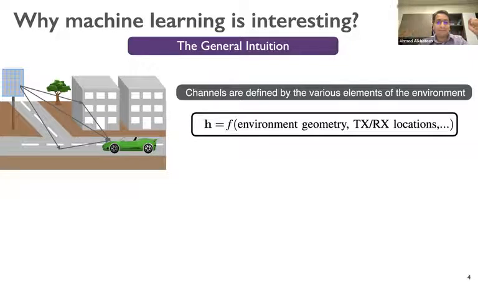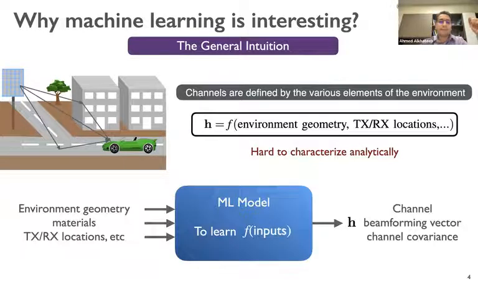So intuitively speaking, we can probably write this channel vector as a function of all these different factors. But of course, this is hard to characterize analytically and changes from location to location. Here comes one motivation for machine learning: to have a machine learning model that learns and approximates this function, the function that maps the different elements of the environment, including the geometry, the materials, the locations, etc., to the channel vectors, matrices, beamforming vectors, and so on.